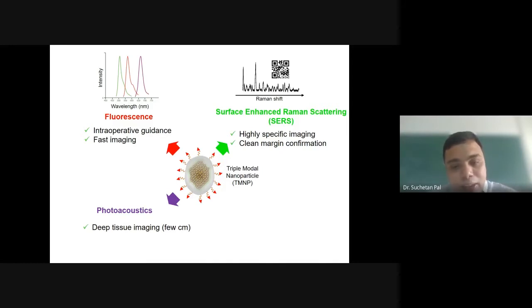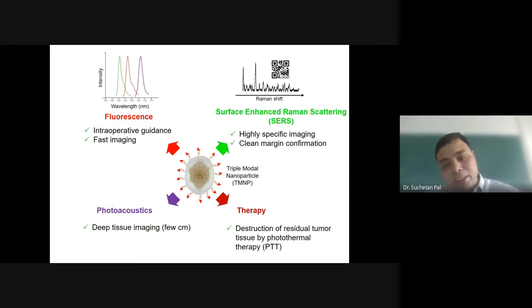And additionally, we have incorporated a therapy modality. There we are using photothermal therapy. That means you are shining light and generating heat out of these nanoparticles, and because of this high temperature, your cancer cells are dying. So this is typically called photothermal therapy. Okay, so we have a triple modal nanoparticle with these three imaging modalities and one therapy modality. This is a combination of imaging and therapy, so this is a theranostics nanoparticle.